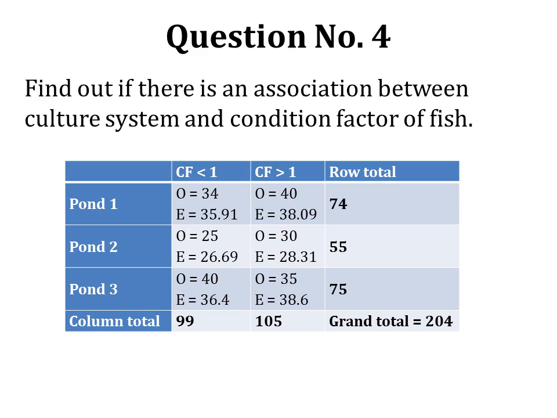is 36.4. Then in the next cell, we have fish with condition factor greater than 1 in pond number 1, and the answer is 38.09. And then for fish with condition factor greater than 1 in pond number 2, the expected frequency is 28.31. And then for fish with condition factor greater than 1 in pond number 3, the expected frequency is 38.6. So this is how we have calculated our expected frequencies for every cell.